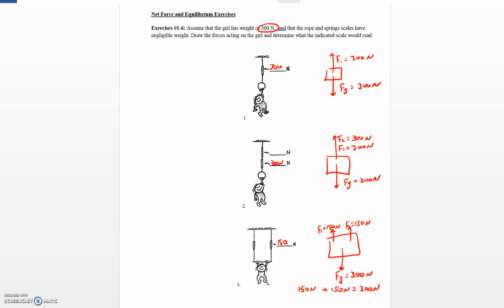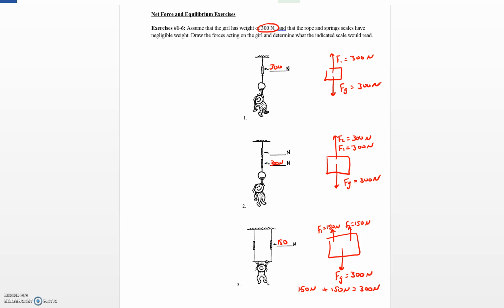All right, so when we look at this exercise, we have a girl with a weight of 300 newtons, and we've got different ways that she is set up, and we want to determine what the net force is. So in our first diagram, she's got 300 newtons of weight acting down, so her force due to gravity is 300 newtons. So we're going to have 300 newtons acting in the opposite direction, which will give us a net force of 0.